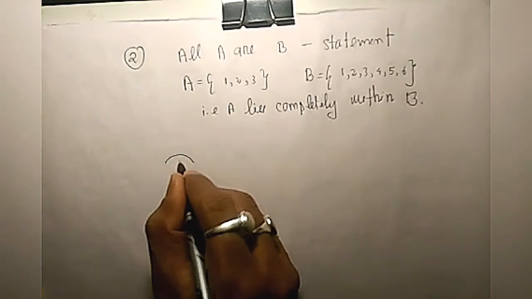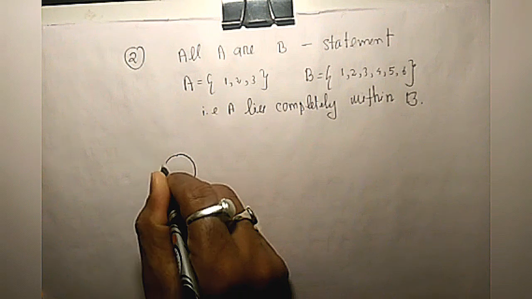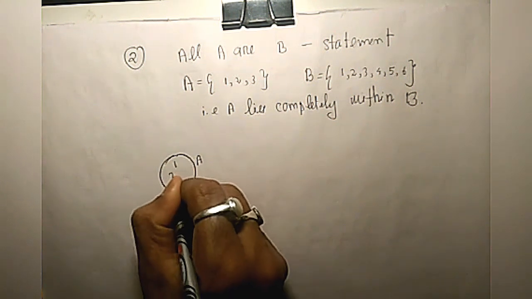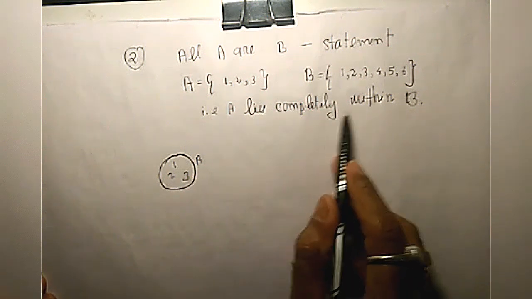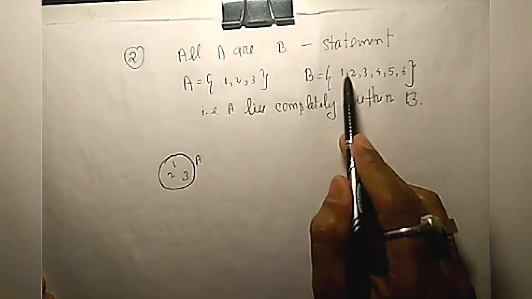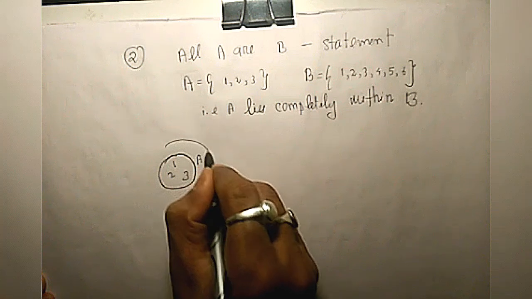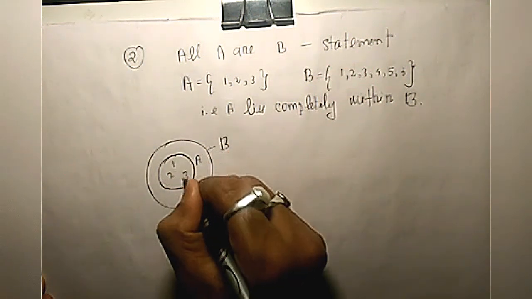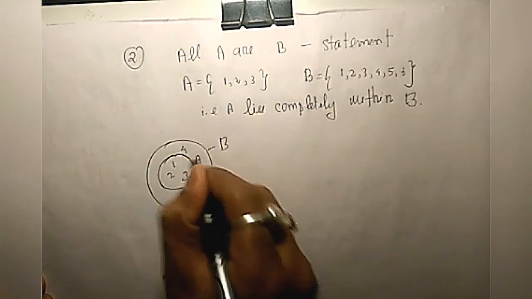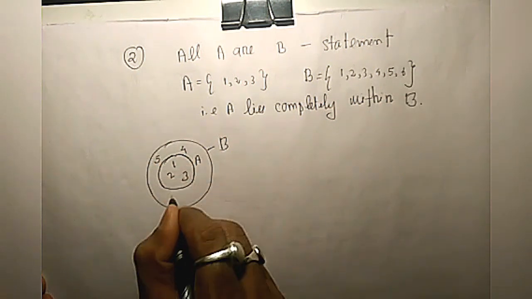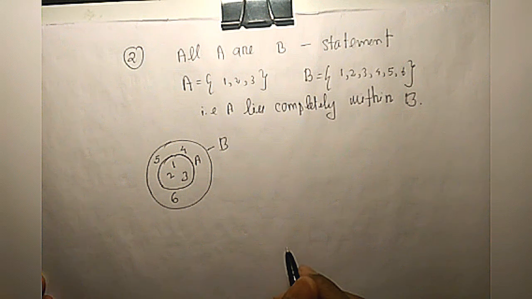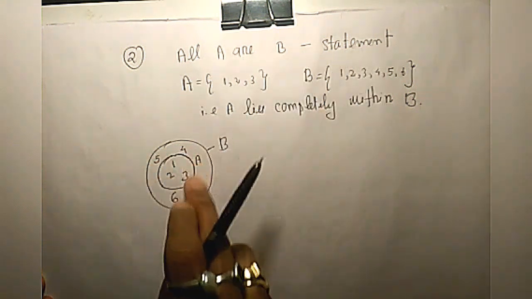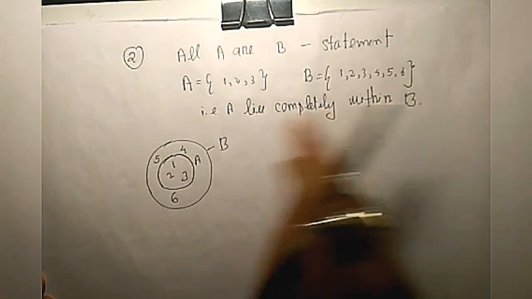That means if A is represented by this circle, this A completely lies within B. That means B should be represented by the bigger circle, and inside B, the circle A completely lies. So all A are B. This is the diagram to represent "all A are B."